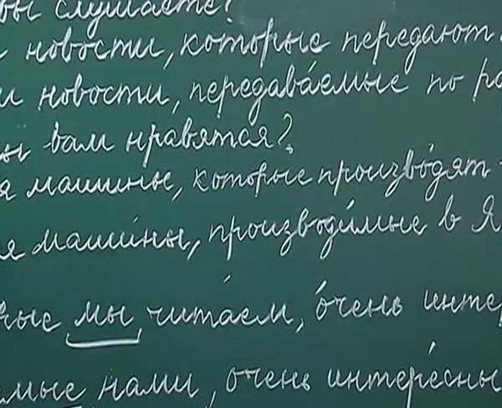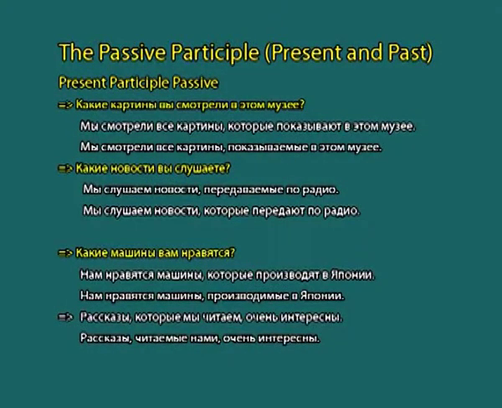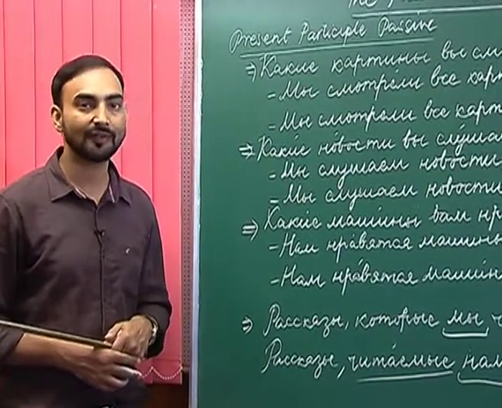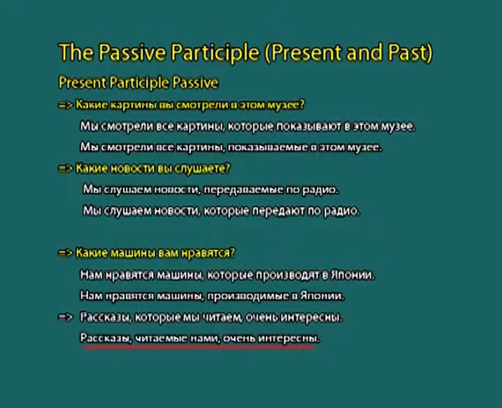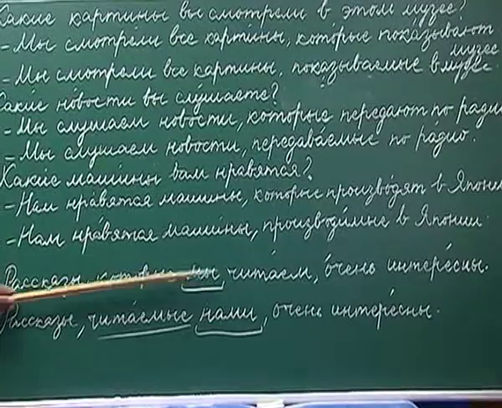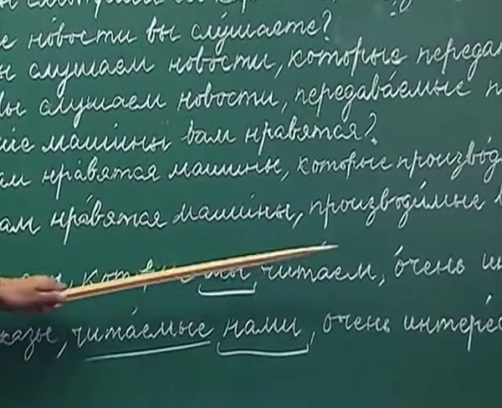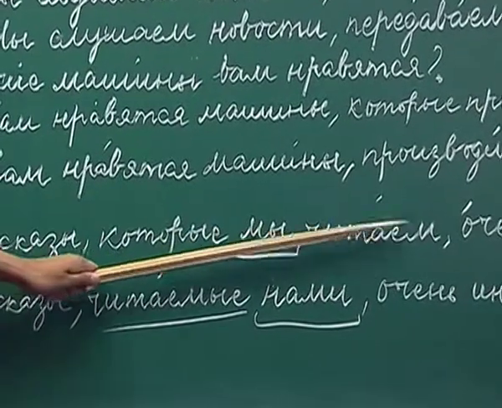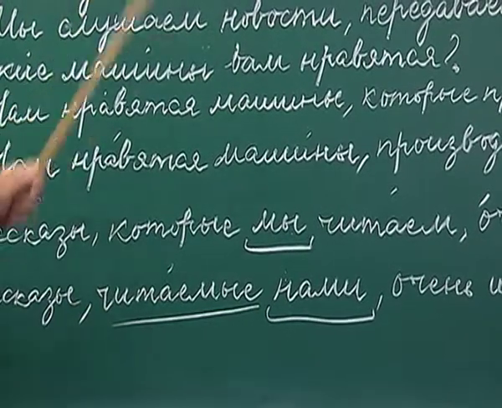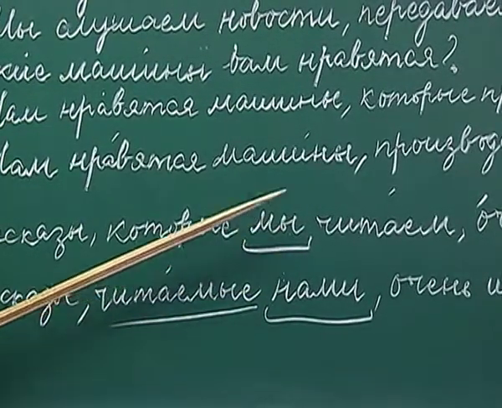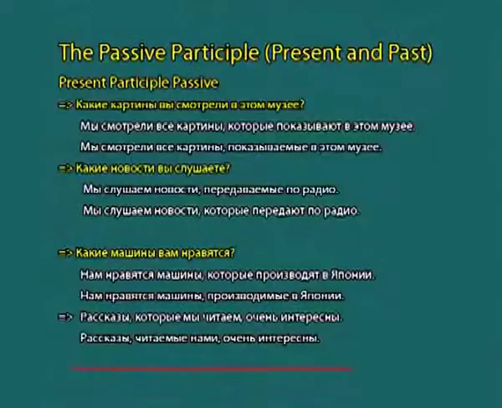Prajvajimiye viponi. So, now another important point while discussing the passive participle is, whenever we denote the performer of an action, it has to be in the instrumental case. For example, raskazi katoryam ichitayam ochin inchiryesni. As you can see in the subordinate clause, katoryam ichitayam, mui is the performer of the action, which is chitach. So, if you change it into present participle passive, then you have to change the performer of the action in the instrumental case. Raskazi chitaimiya nami ochin inchiryesni.